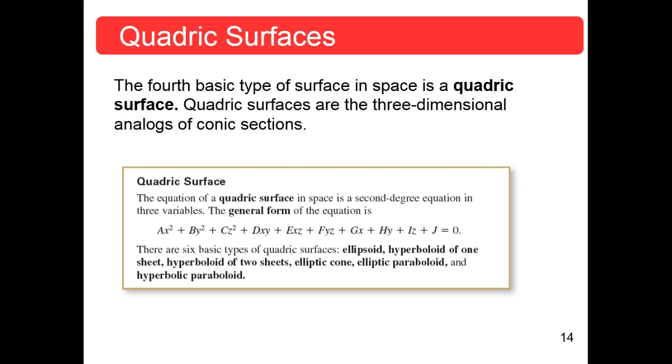The general form, and this is the most general form, you have some coefficient with your x squared term, the same or different coefficient with the y squared term, the same or different coefficient with the z squared term. Then you have your cross terms, the dxy, exz, fyz. And then you have your linear terms, gx, hy, iz, and then you have your constant term, j. And those are equal to 0. Okay?